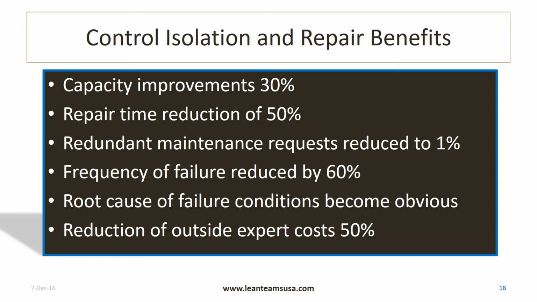Control, isolation, and repair has many business-related benefits. Capacity improvements of 30%, repair time reduction of 50%, redundant maintenance requests reduced to 1%, if not 0. Frequency of component failure is reduced by 60% because root causes are easily identified, and outside expert costs, which we haven't talked about, are reduced by 50%.